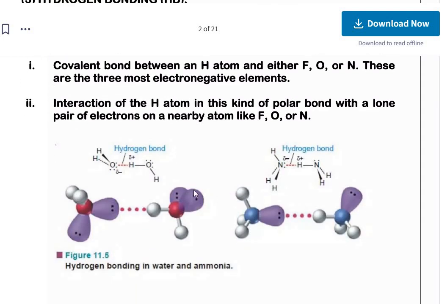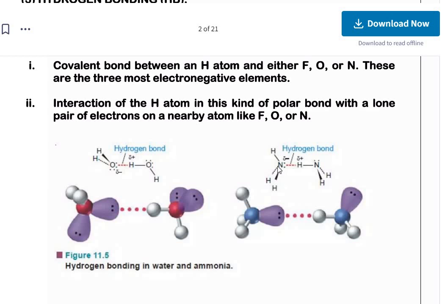Look at this hydrogen bonding between the water molecules. This is a partially negative charge on oxygen and a partially positive charge on hydrogen, and due to this charge there is an attraction between oxygen and hydrogen. Oxygen belongs to one molecule and hydrogen to another molecule. So this attraction is hydrogen bonding.